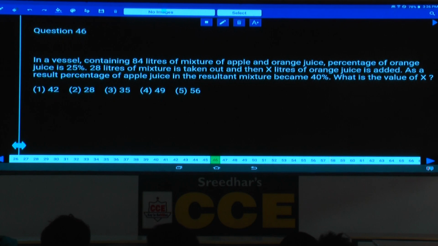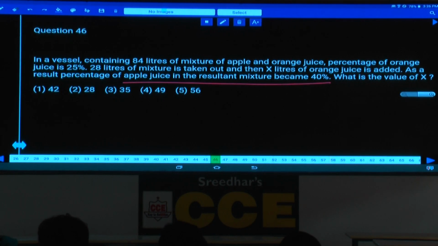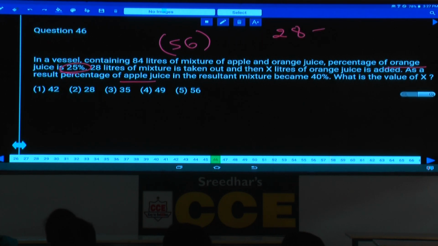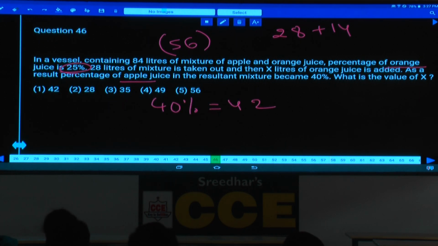Mistaken. What percentage is given here? Apple. If orange is 25%, apple juice is 75%. What is 75% of the remaining 56 liters? Half plus half. What is half? 28. Again half, 14. Total 42. So 40% is equal to 42 liters. Total quantity is 100%. That is equal to 105.